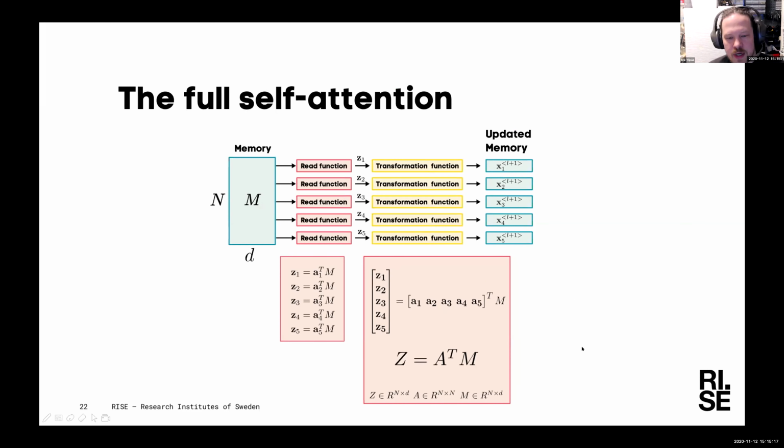And to summarize this in more compact notation, we implement this using matrix multiplications. These different Z1s, all of these values we read from memories, are these weighted sums of the previous memory. And we can write it compactly like this. So A1 here is then the column vector for how to weigh the previous memory slots when updating memory position 1, and so on.